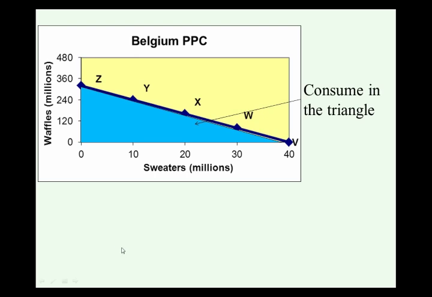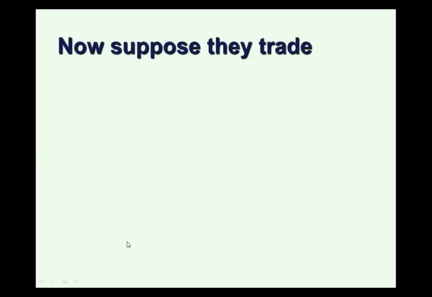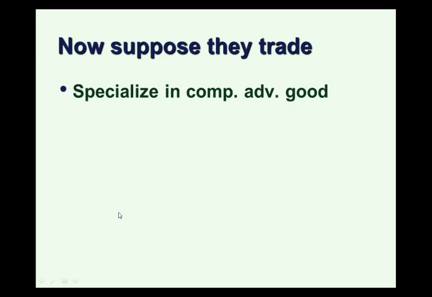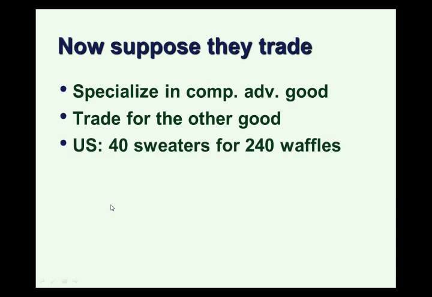So, given that's the state in autarky, now we can compare with international trade. So suppose they both are going to specialize in their comparative advantage good. So that's sweaters for the United States and it's waffles for Belgium. And then they'll trade for the other good. So let's put some terms of trade here.